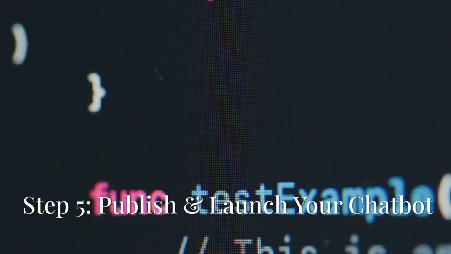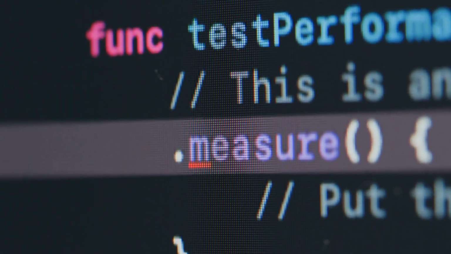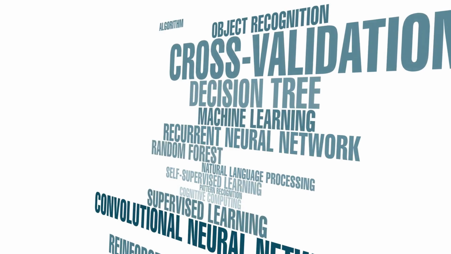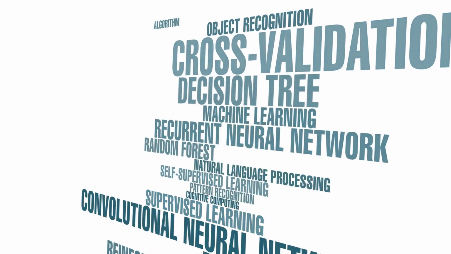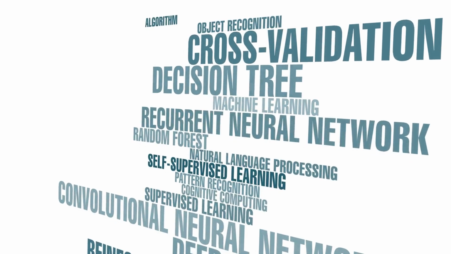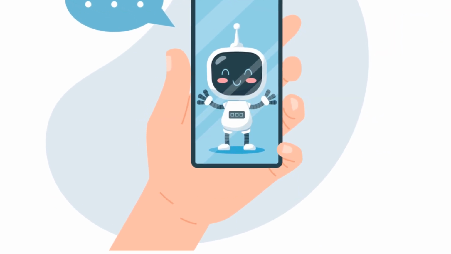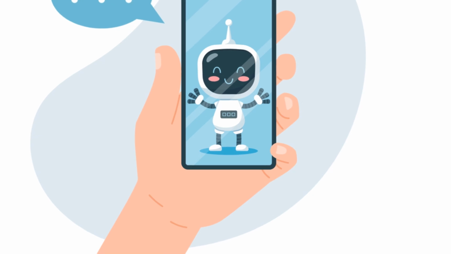Step 5. Publish your chatbot. Most platforms let you deploy your bot to a website, WhatsApp, Slack, or other channels. Follow the platform's instructions to connect your chatbot and make it live. Double-check your settings, test the live version, and make sure everything works smoothly before sharing it with users.